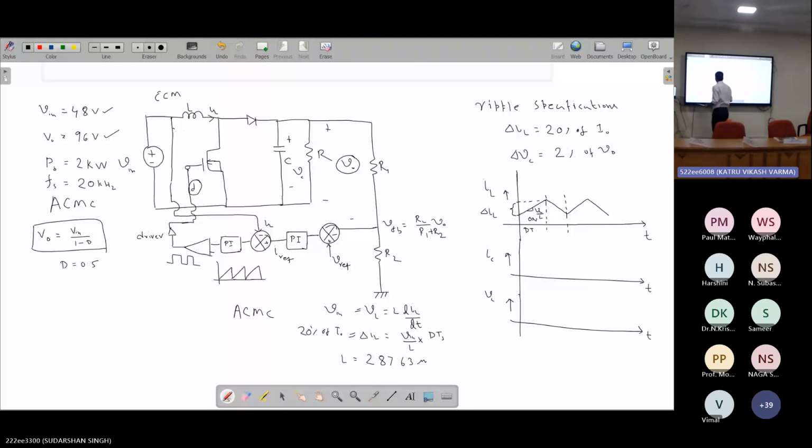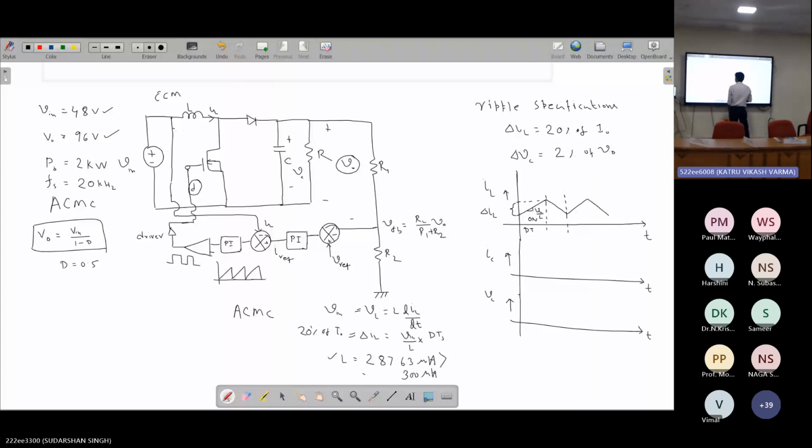And in our design that we will show, obviously, you cannot exactly get this value. So we have simulated with a value greater than this, and we have chosen a 300 microhenry inductor for simulation. Obviously, if you choose a value greater than this, your ripple will be even smaller. So it will be smaller than the 20% value. Now, this is the L value.